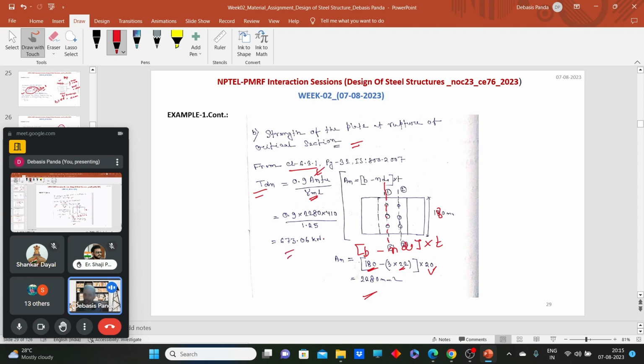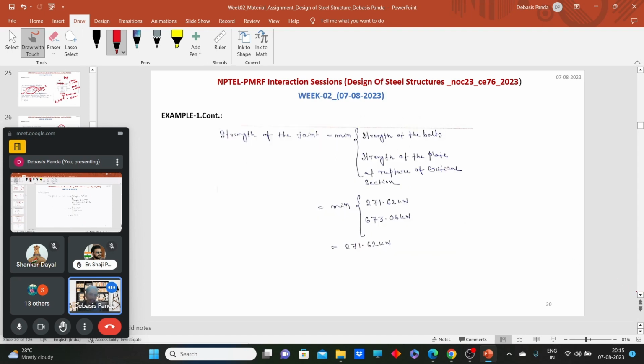Now we can calculate the strength of the joint. So what will be the strength of the joint? The strength of the joint will be the minimum of strength of bolts or strength of plate at rupture at critical section. So what will be that? 271 kN. So we have calculated the strength of the bolts for this joint. We have calculated the strength of the joint.